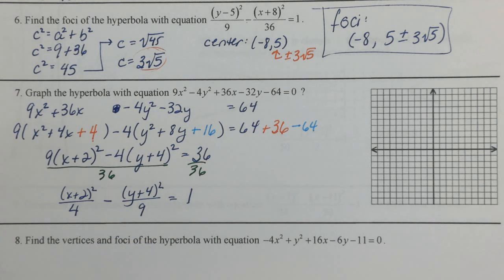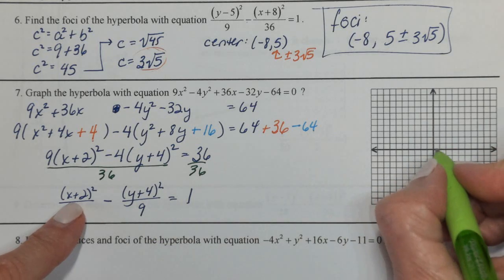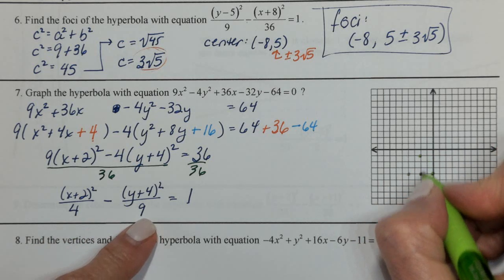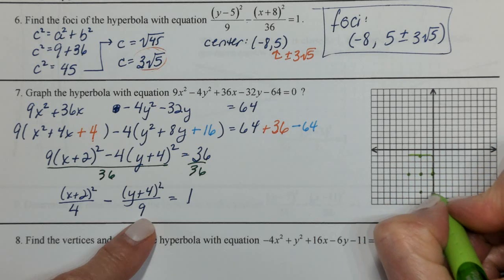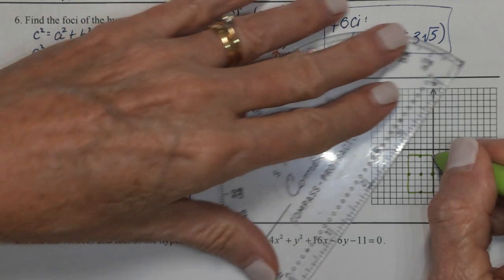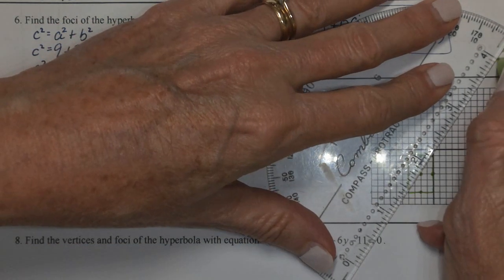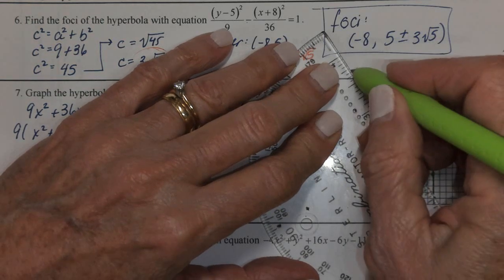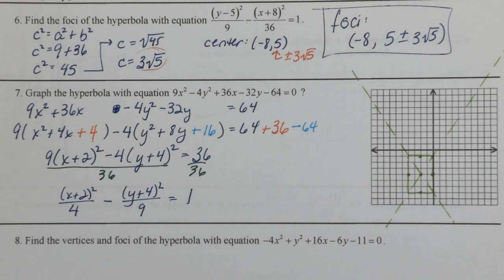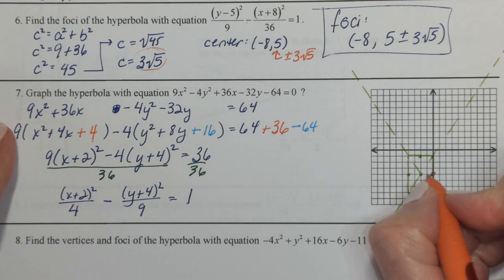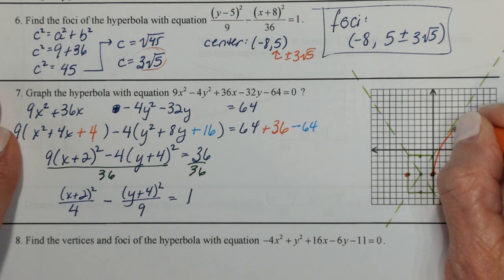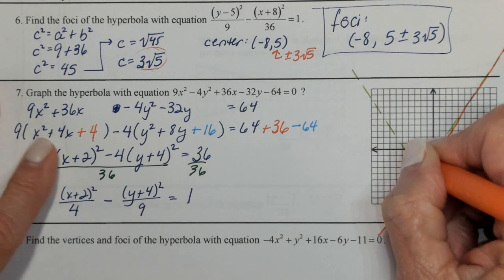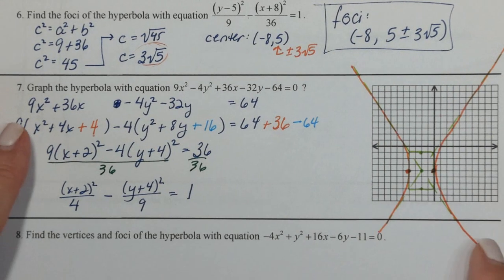Standard form. Okay, let's go graph it. The center is -2, -4. We're going to go 2 in the x direction, 3 in the y direction, form our box, draw your asymptotes, and now draw your curve. The x's are positive, so these are my vertices. And we draw our curve. And there's our hyperbola.